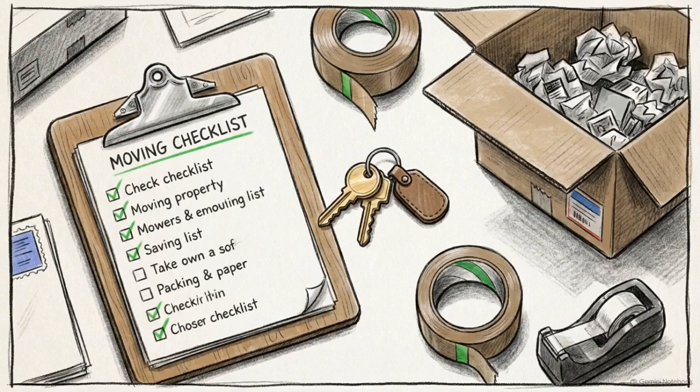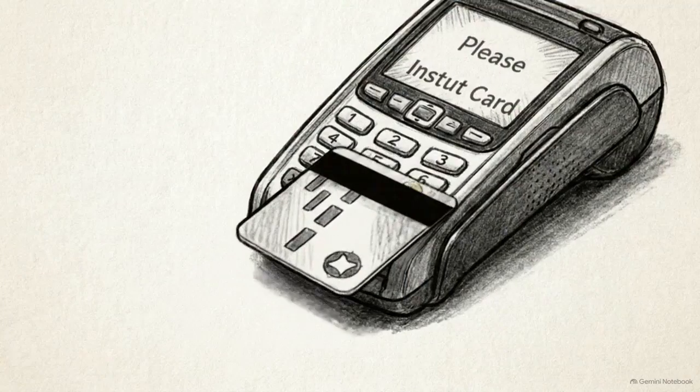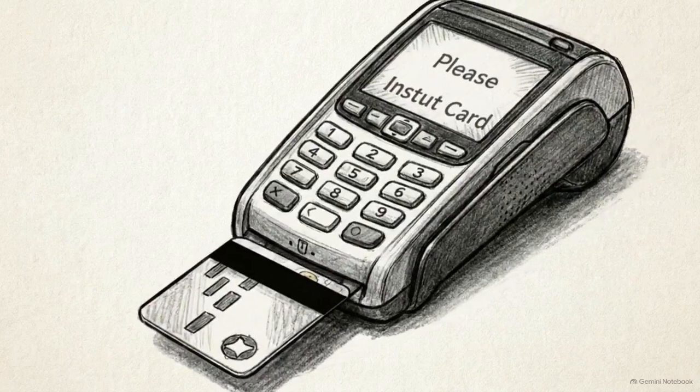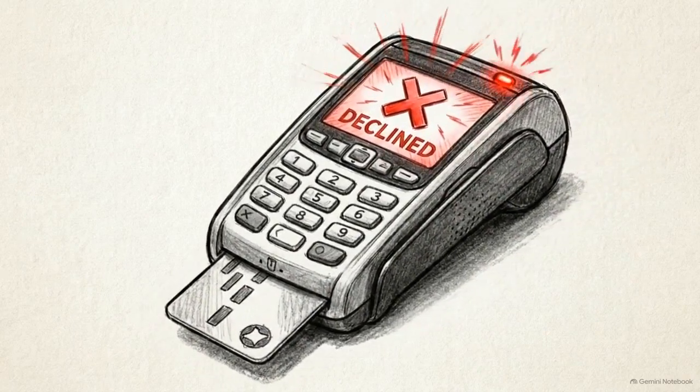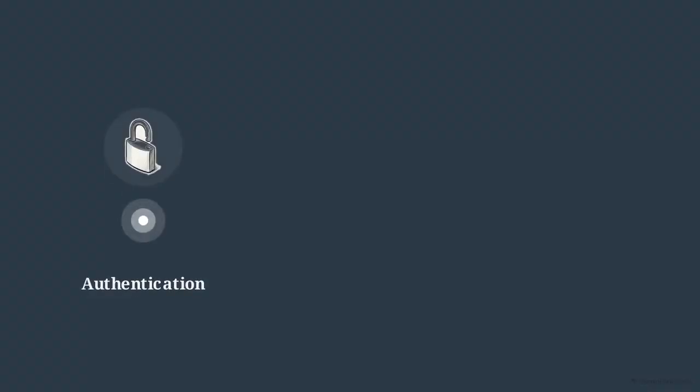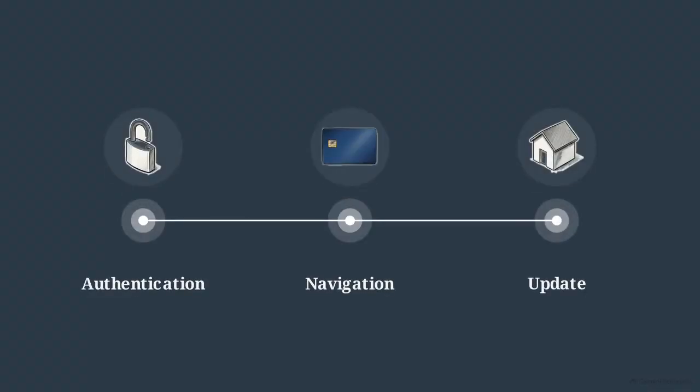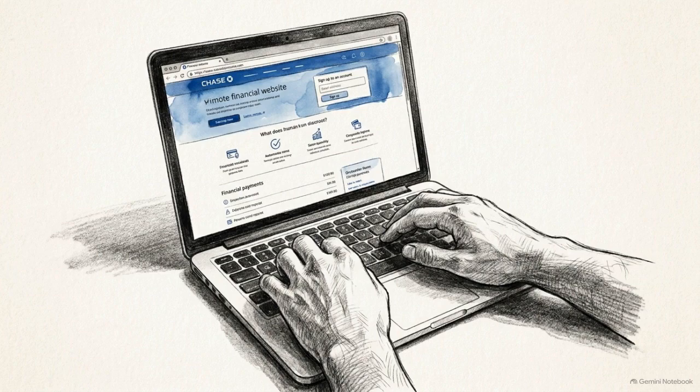Moving to a new place brings a long checklist, but forgetting to update your credit card's billing address can cause immediate problems. An outdated address leads to misrouted financial statements, locked accounts, and transactions that get declined at the register. To prevent that, we are going to walk step by step through exactly how to update your Chase credit card billing address using the desktop web portal.